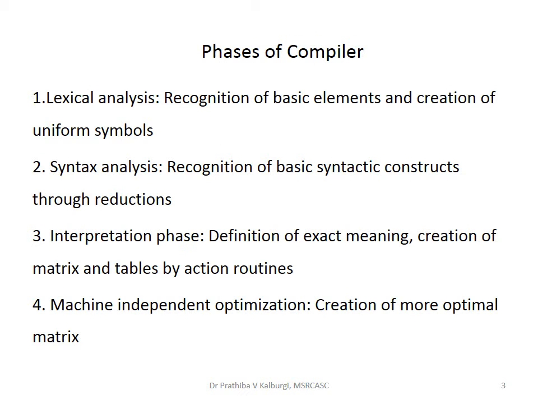Now coming to the phases of the compiler, that is the lexical phase. In this lexical analysis phase, it recognizes the basic elements and creates the uniform symbols. There are mainly three tasks for the lexical analysis phase. The first is to parse the source program into basic elements or tokens of the language. Then to build a literal table and along with that an identifier table. And lastly, to build a uniform table. So these are the three databases which are created during the lexical analysis phase.